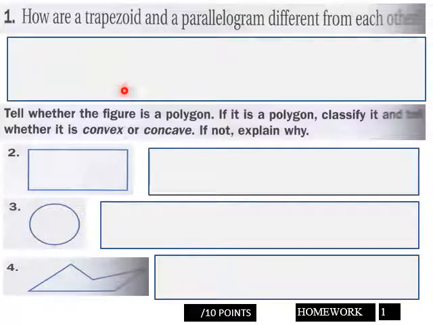So where you have to write, how are a trapezoid and a parallelogram different from each other? Number 1, then down here 2, 3, and 4. Tell whether the figure is a polygon. If it is, classify it. Tell whether it is convex or concave. And if not, explain why. Okay? So explain why it's not convex or concave. 10 points here for page 1.